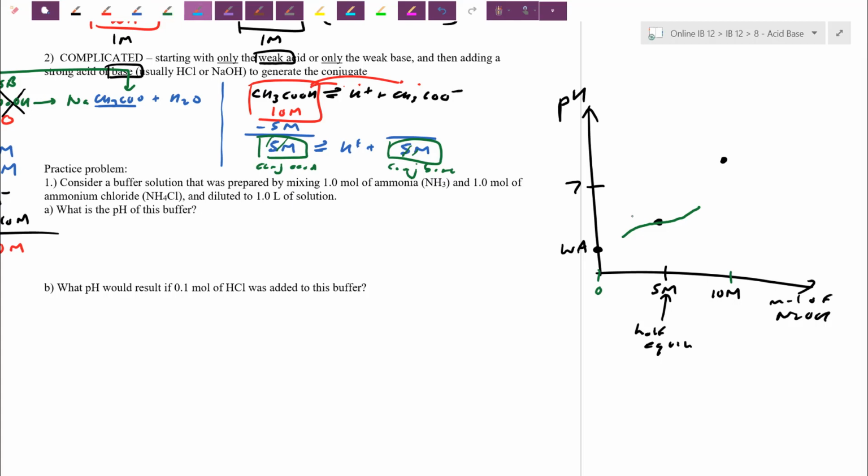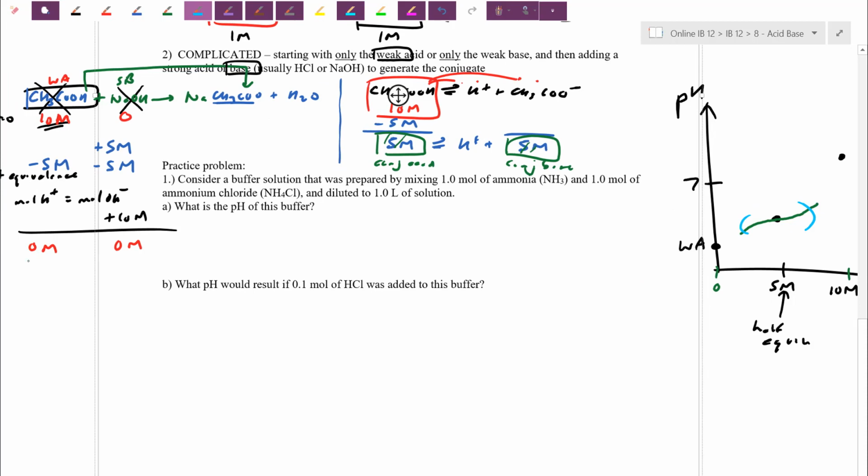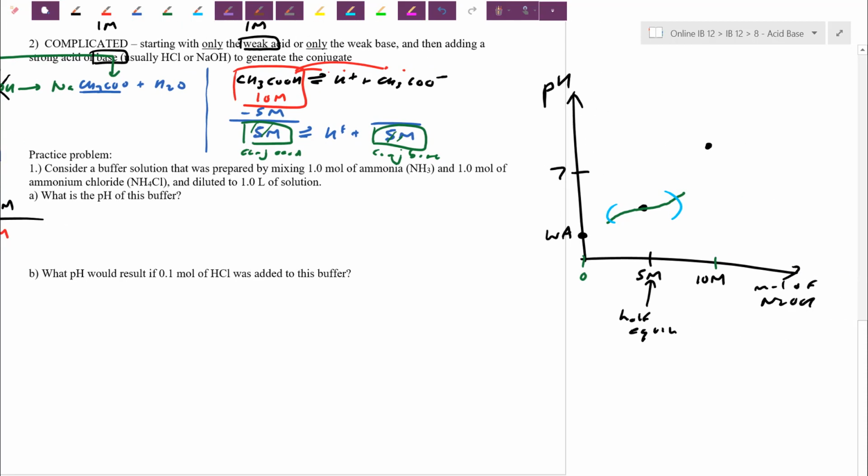Outside of the buffering capacity, when I eventually run out of the 5 molar, eventually we will hit a situation where I have no more weak acid again. Now any more addition of base will suddenly cause this one to shoot up, and this one to shoot down as I leave that case.